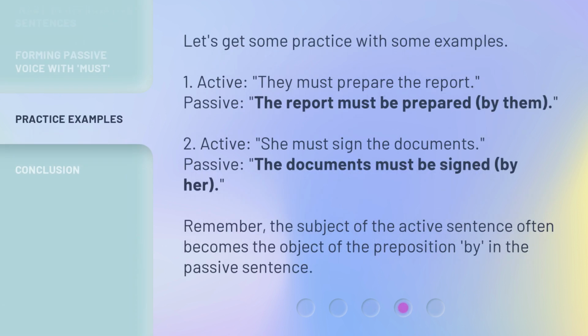Let's get some practice with some examples. 1. Active: They must prepare the report. Passive: The report must be prepared by them. 2. Active: She must sign the documents. Passive: The documents must be signed by her. Remember, the subject of the active sentence often becomes the object of the preposition by in the passive sentence.